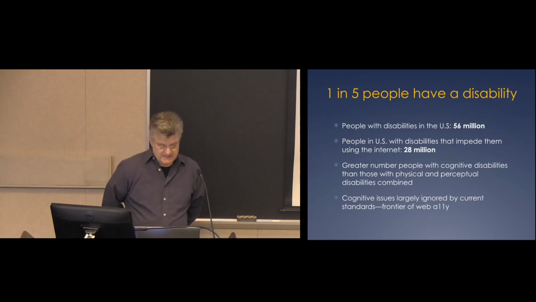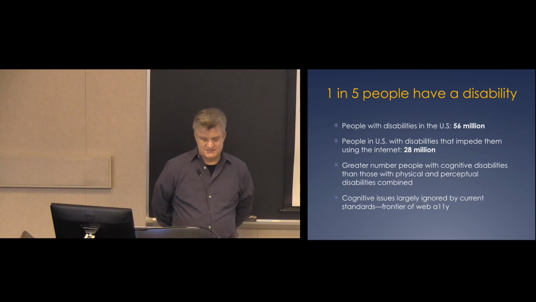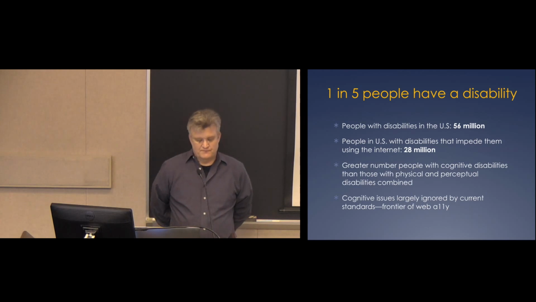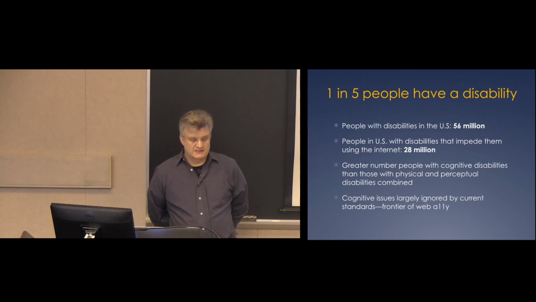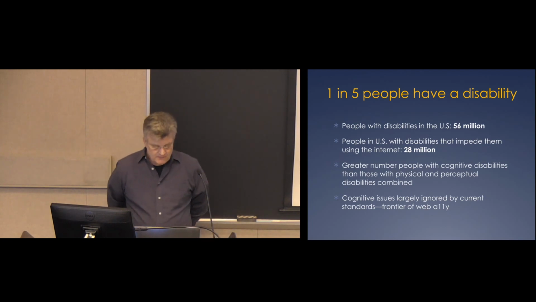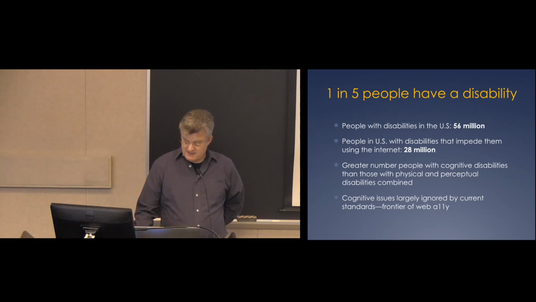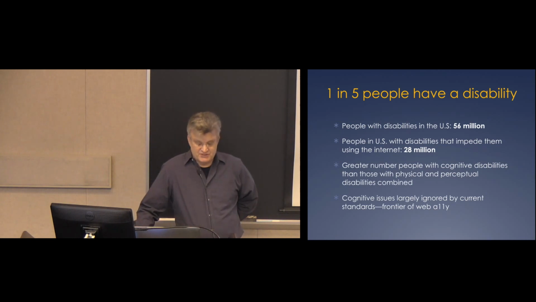One thing of note in terms of demographics is the current standards largely ignore folks with cognitive disabilities. There aren't a lot of guidelines and suggestions for actually producing a website that is cognitive friendly, so to speak. I would characterize it as pretty much the frontier of web accessibility. It's something that hopefully will be addressed in the next version of standards. And I think it would greatly benefit everybody that uses the web.